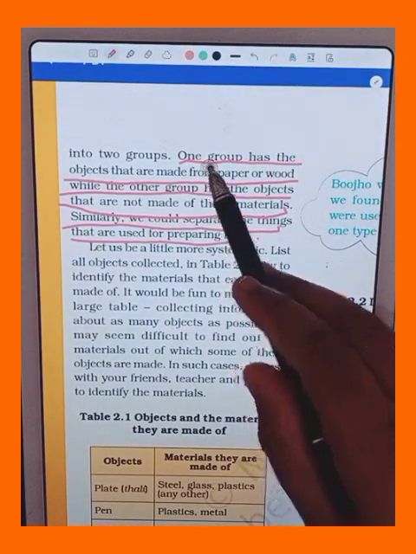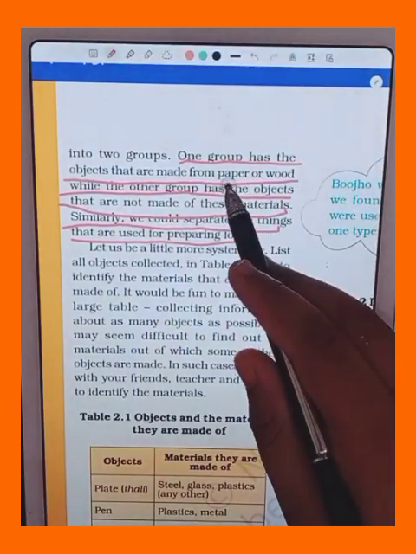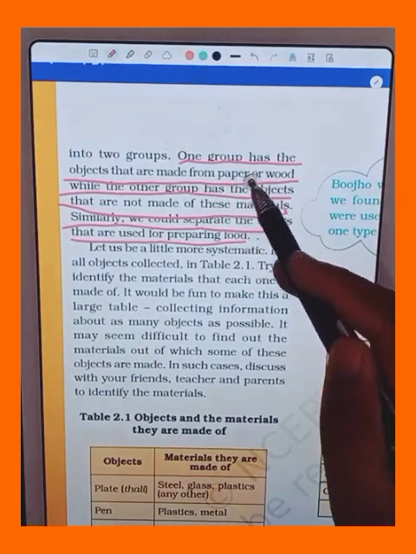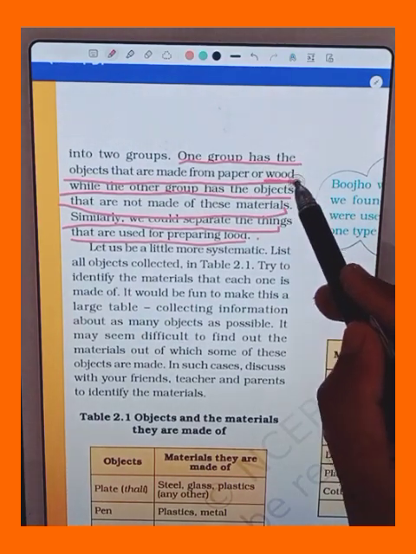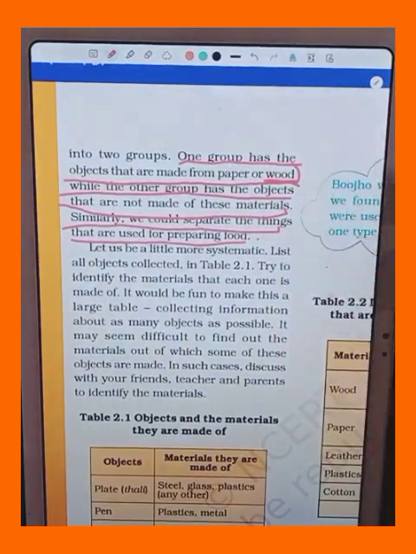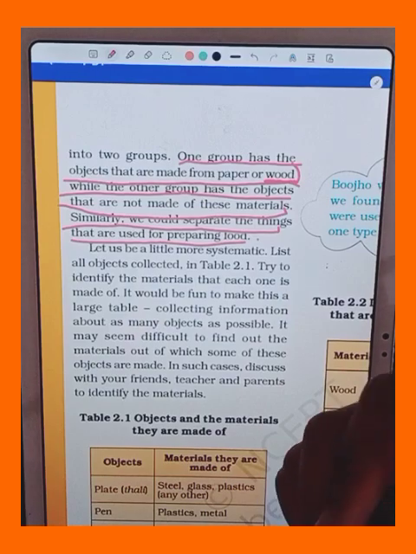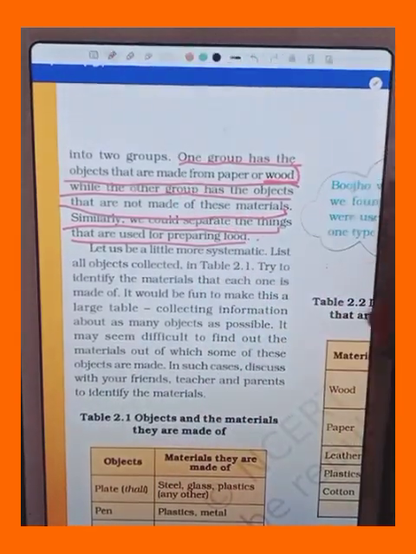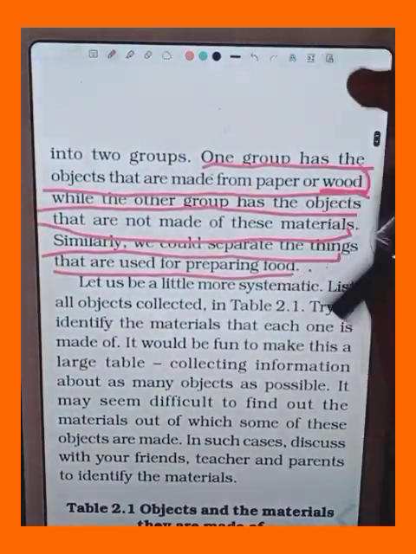So you have one group that has the objects that are made from paper or wood. What are the objects that are made from paper or wood? The objects made from paper are origami that you make by hand. From wood, furniture like chair, table. From paper we can make cardboards. We can recycle paper and then make cardboards.